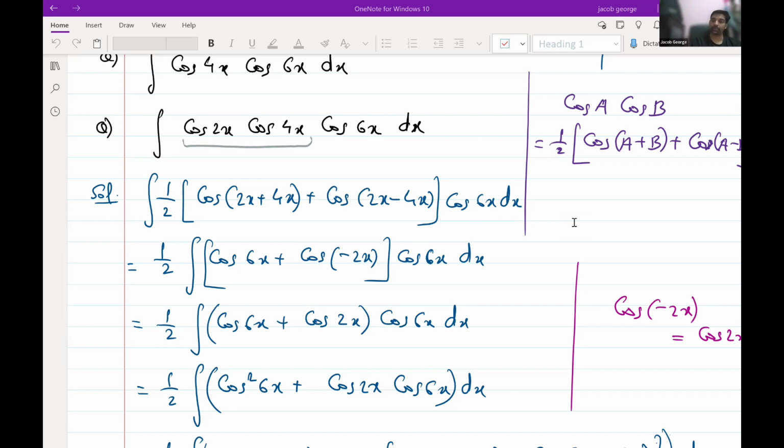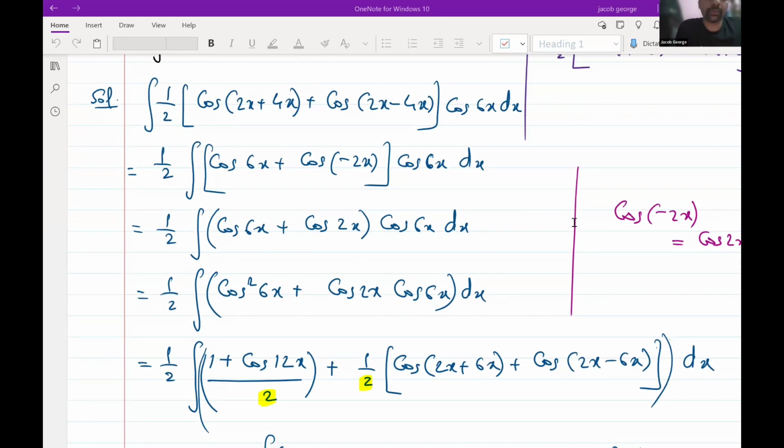Cos of minus 2x is cos 2x, into the outside bracket cos 6x dx. Then we open the bracket: integral cos square 6x plus cos 6x into cos 2x dx. Then again, for cos square 6x we put the substitution: cos square is 1 plus cos 2a by 2. That's the substitution. And then 1 by 2 is taken outside.